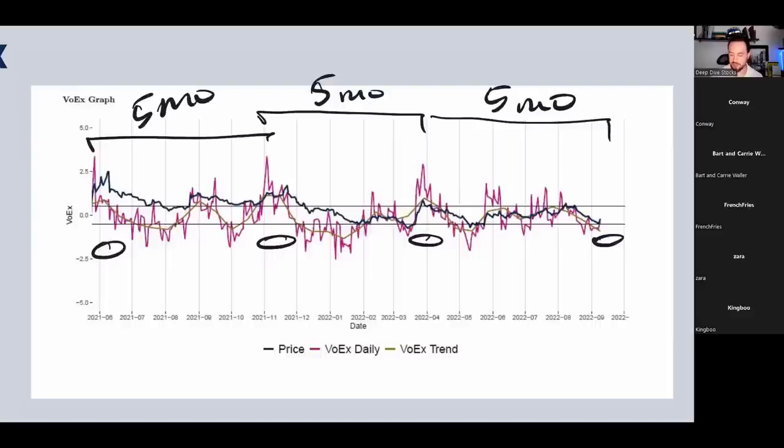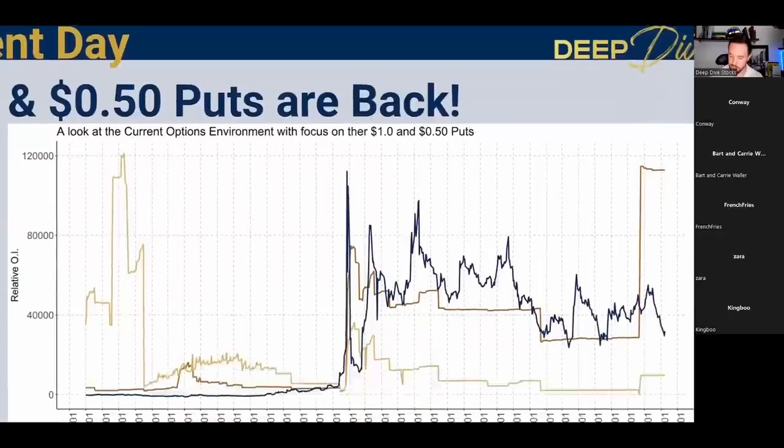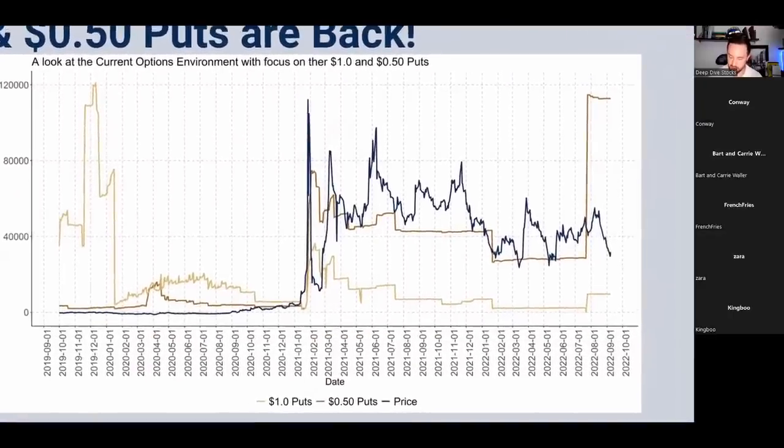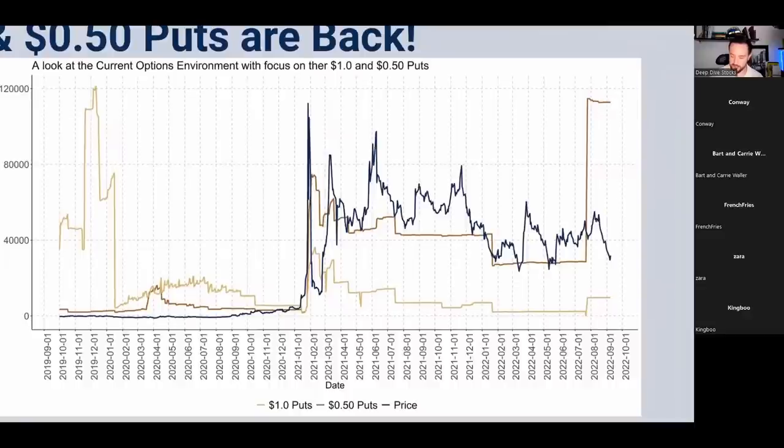The problem with cycles and patterns is they are good as long as they are good. So unfortunately, until VoEx starts to skyrocket, we can't really say for certain if the cycle is going to continue. But it is there. Then I just wanted to look at the $5 and $0.5 puts, and they're back. We saw that hinted at above. I didn't crop the dates well enough, so this punch is a little less, but curious that they're back. And what's also curious is, why are they the same amount?